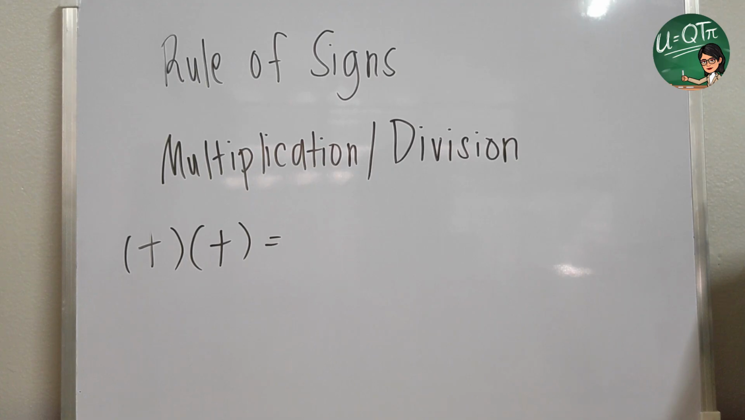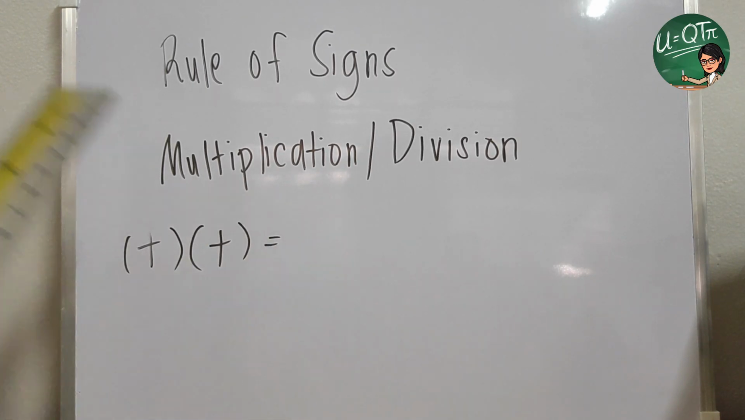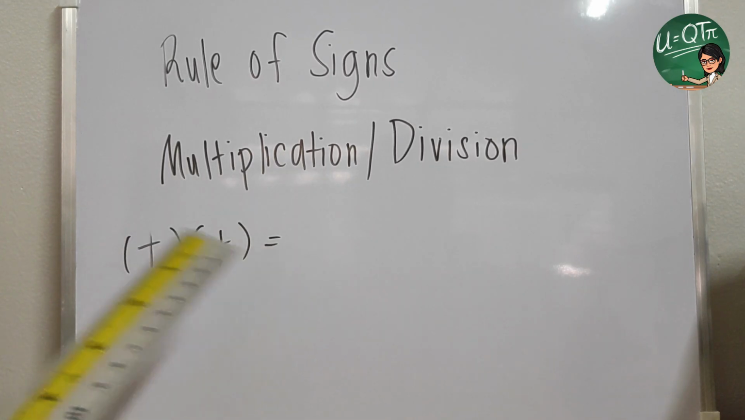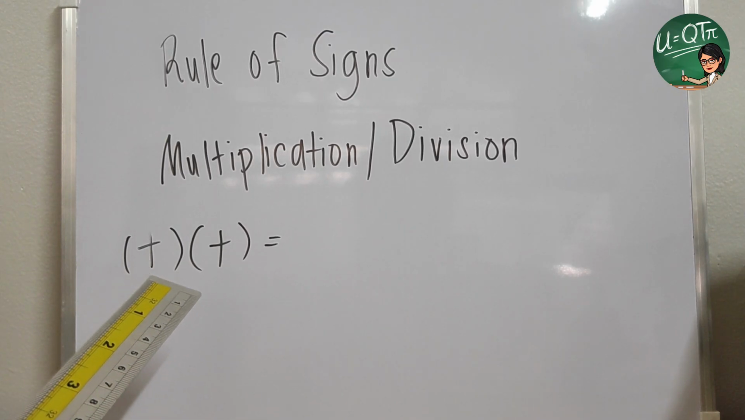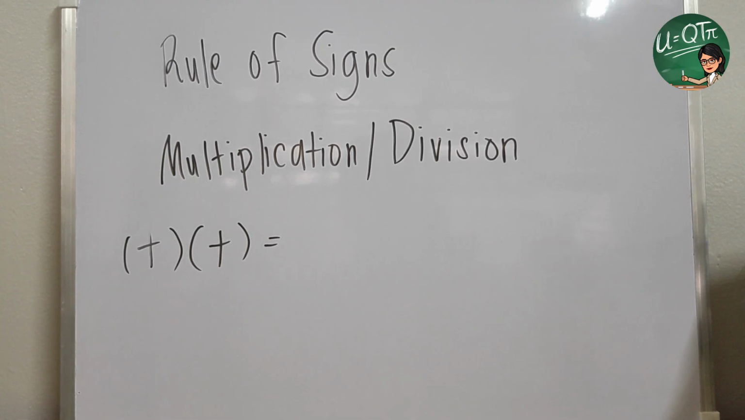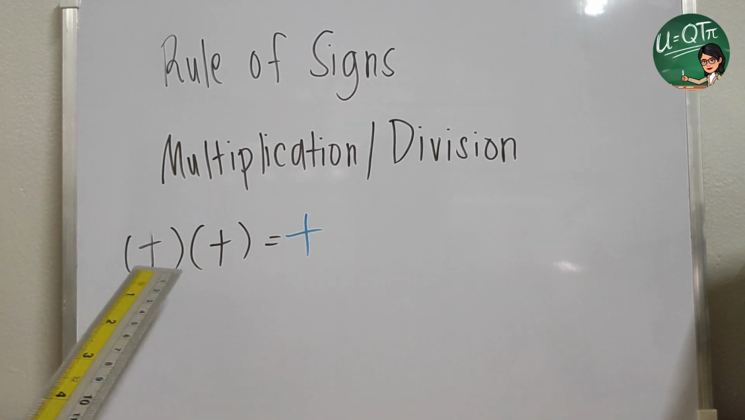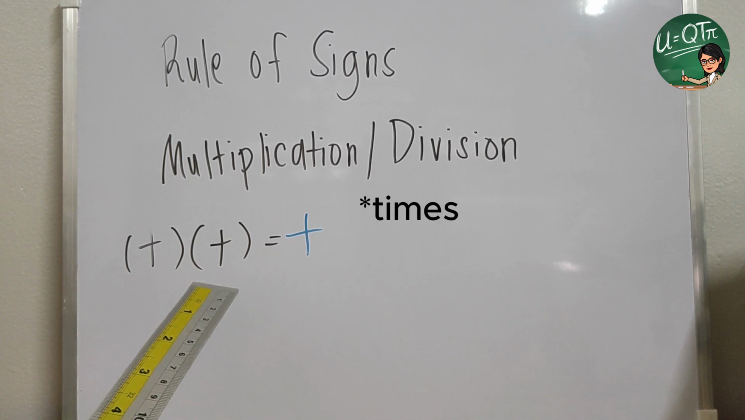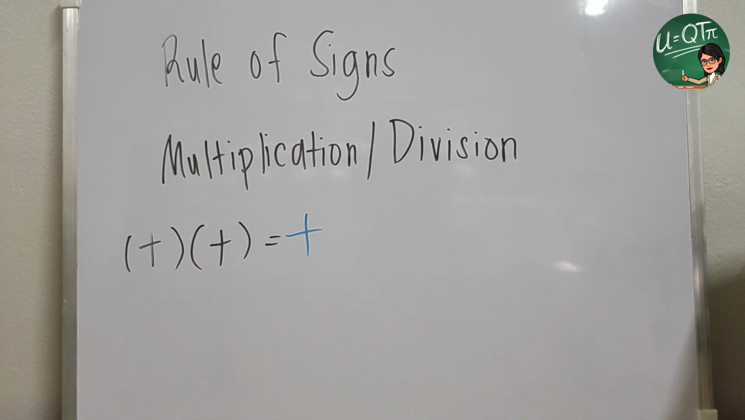Today I'm going to talk about the rule of signs part 2, where it is used on operations such as multiplication or division. Okay, so first of all, I have here positive and positive, and the parentheses indicates multiplication, but this also applies in the division operation. We have here both are positive, so that is positive plus positive. The answer will automatically be positive.